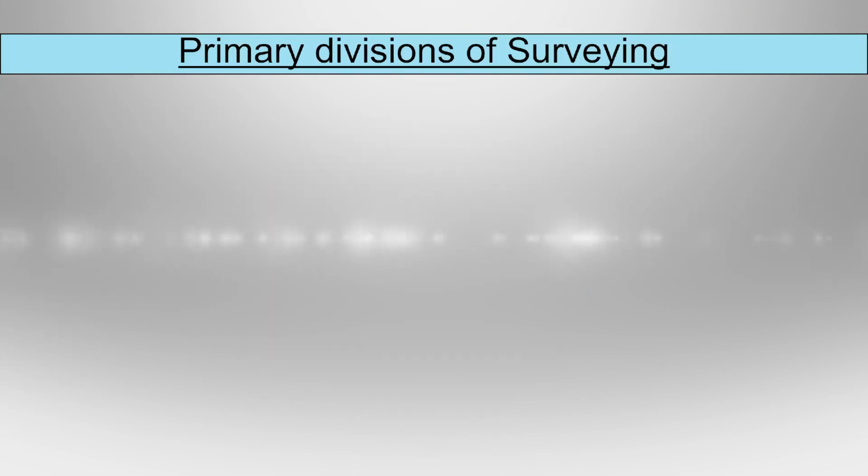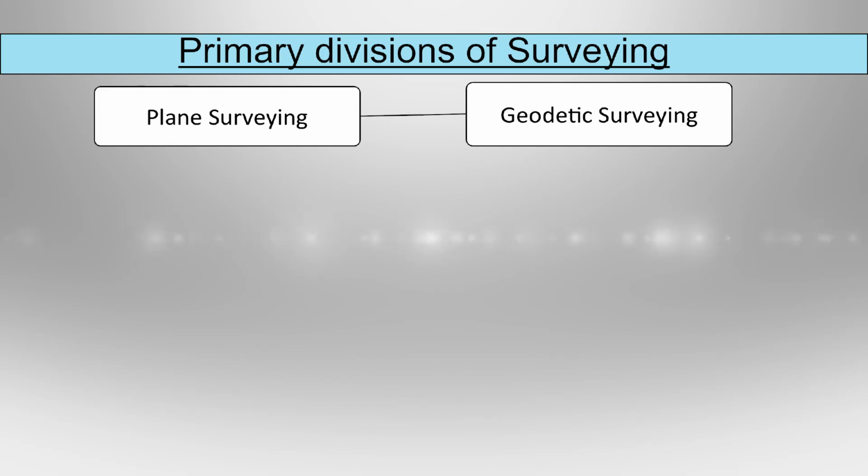Now we will discuss the primary divisions of surveying. Primarily, surveying can be divided into two classes. One is plane surveying, the second one is geodetic surveying. Because the curvature of the earth plays a significant role when we deal with large areas.